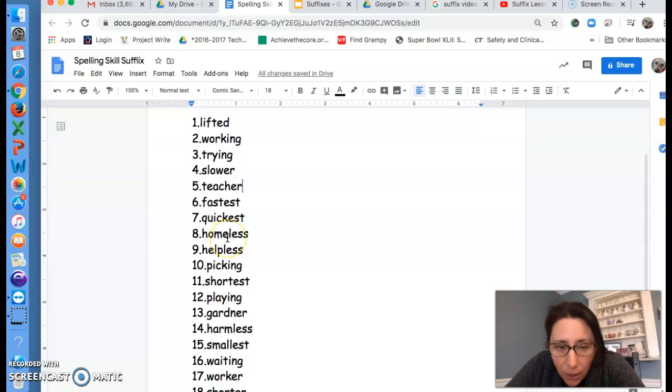If you look at a word like homeless, your root word is home. Your suffix is less, and less means you're without something. So you're without a home.